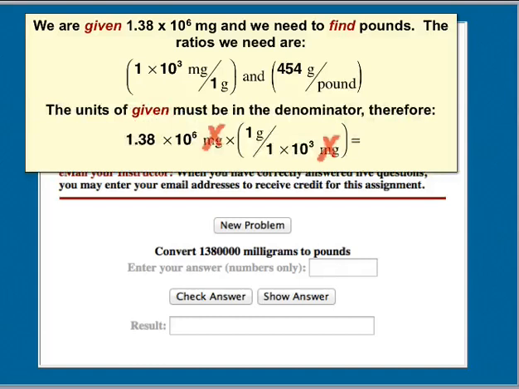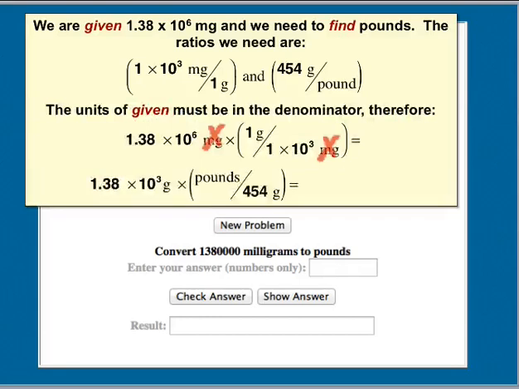Now because I'm running out of space, I went ahead and just did the calculation here. When you do this, you get 1.38 times 10 to the third grams. Now grams is a given, so this ratio must have grams in the denominator. So again, I flipped it upside down. I can do that. Grams are going to cancel. And you get pounds. Any questions?